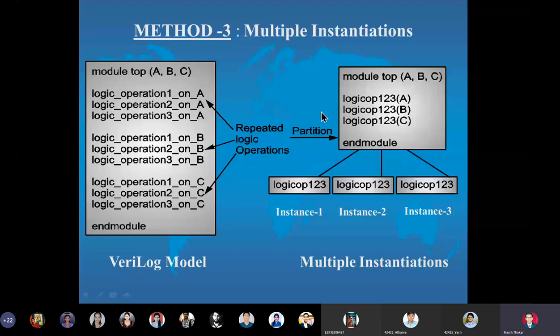The third method which was given is that if we identify that there are logical operations which are repeated within the module or across modules, then all these operations can be partitioned into multiple instances. That is why this technique is called multiple instantiations.